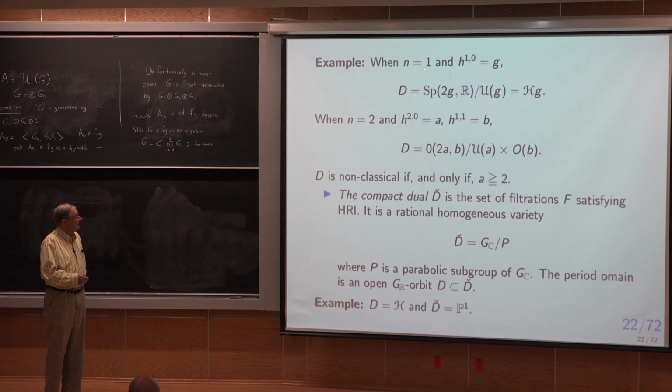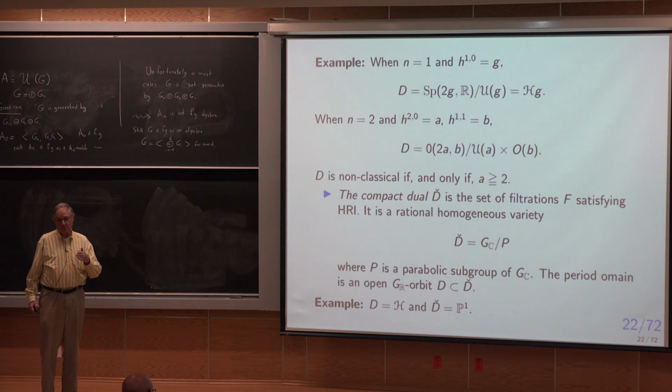So this is the case weight 1, the so-called Siegel upper half plane, and weight 2, where the period domain is an orthogonal group, indefinite orthogonal group, divided by a unitary group cross an orthogonal group. Non-classical means that the A is at least 2. So you have SO4 something. The classical case where A is 1, those are K3s.